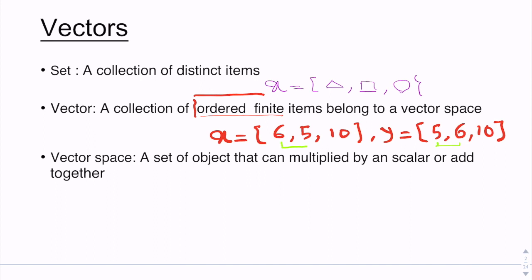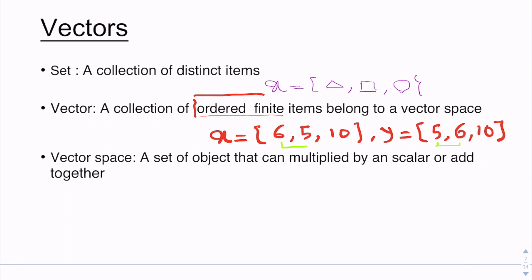Vectors are samples that belong to a vector space. So now, what is a vector space? A vector space is a set of objects that can be multiplied by a scalar and added together. These are the properties that make a collection of items a vector.